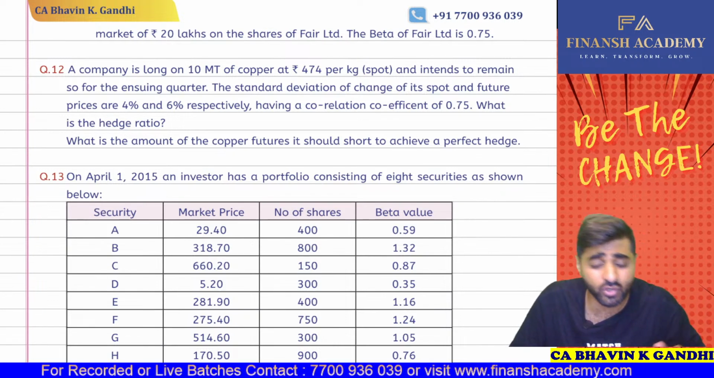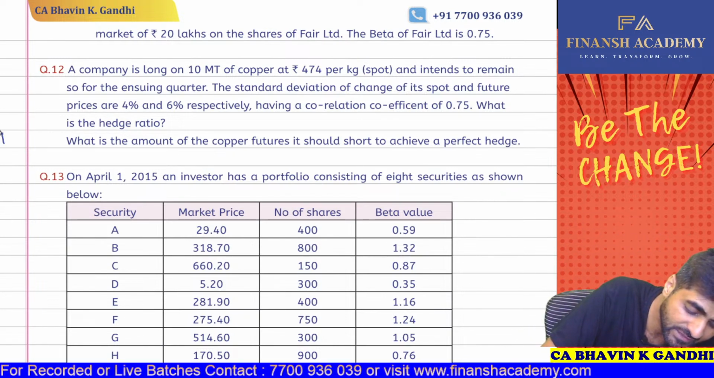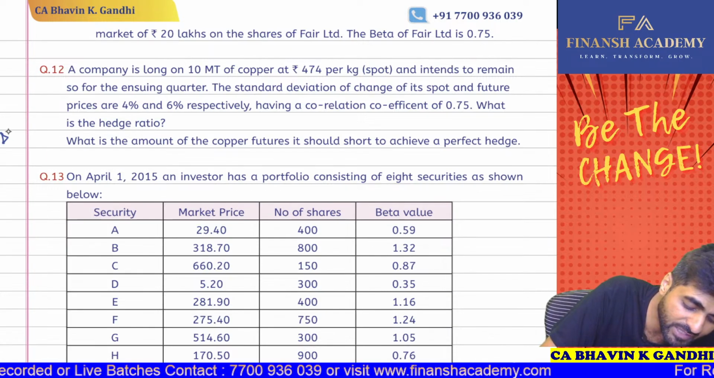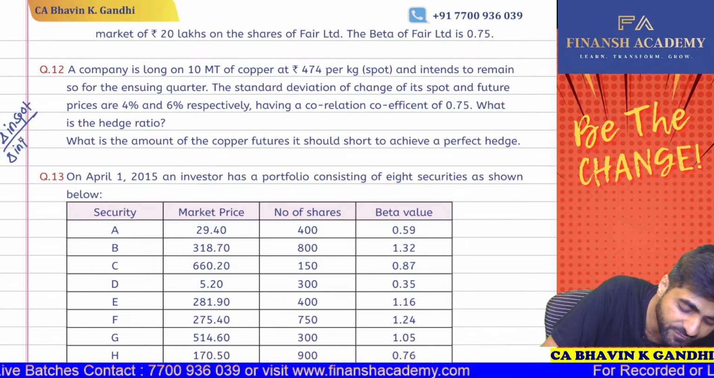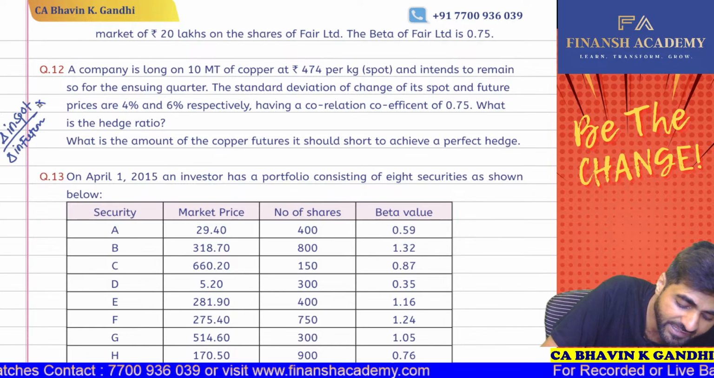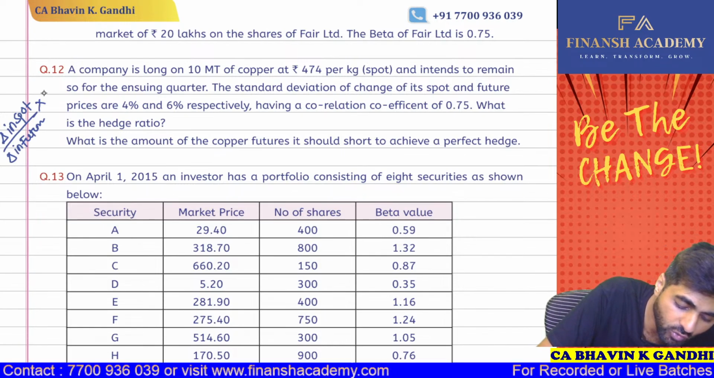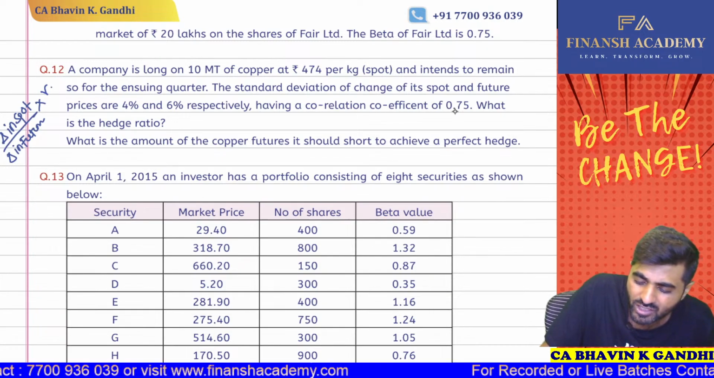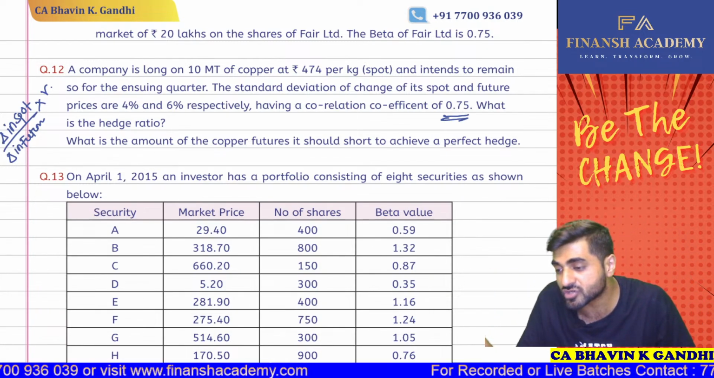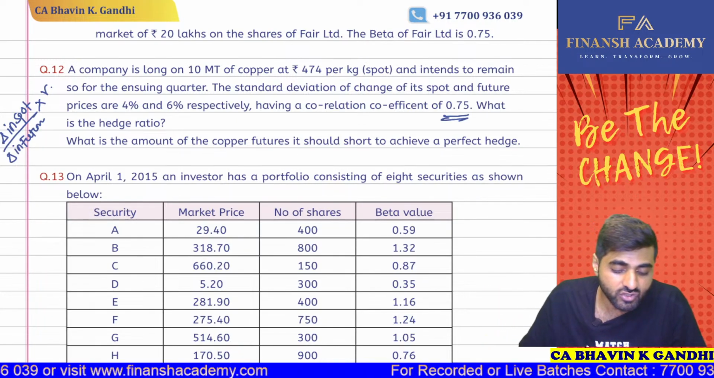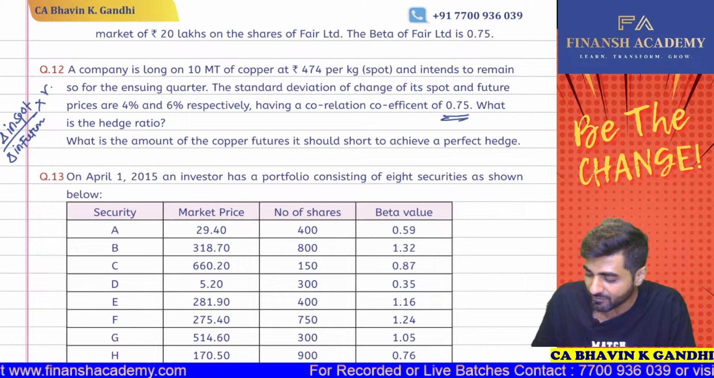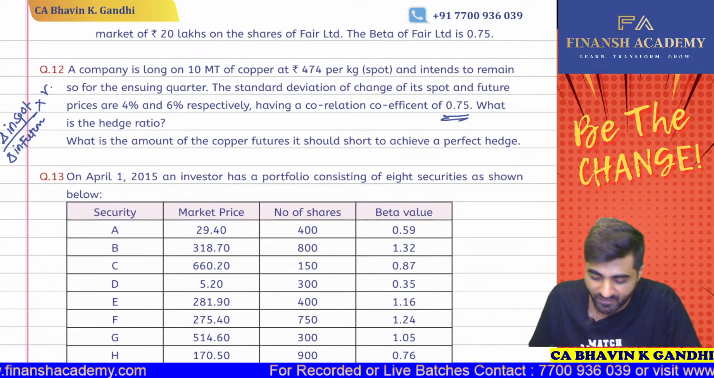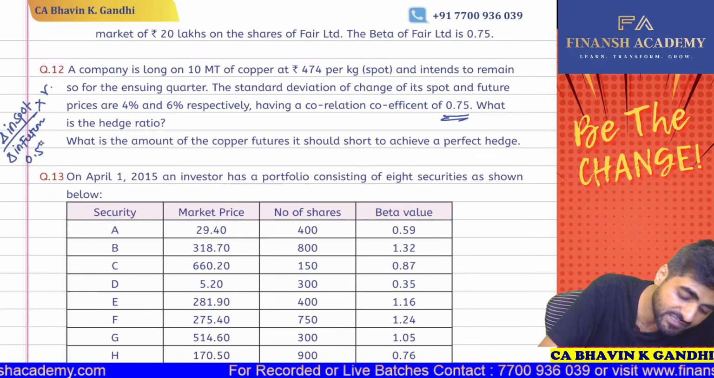Your hedge ratio will be calculated by taking beta, which is the standard deviation of change in spot divided by the standard deviation of change in futures, multiplied by the correlation coefficient of 0.75. So, my dear students, what is the change in spot? That is 4. You have to divide that by 6 and multiply that by 0.75. Ultimately your beta is coming as 0.5.